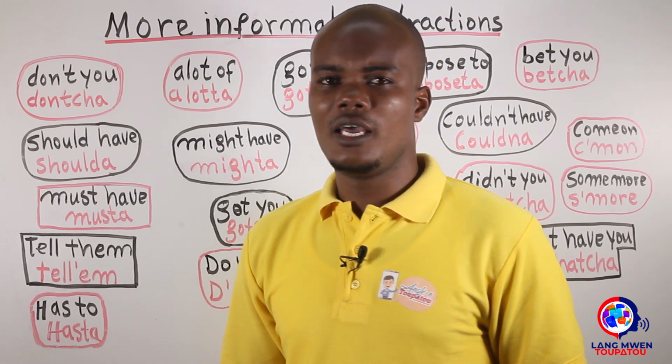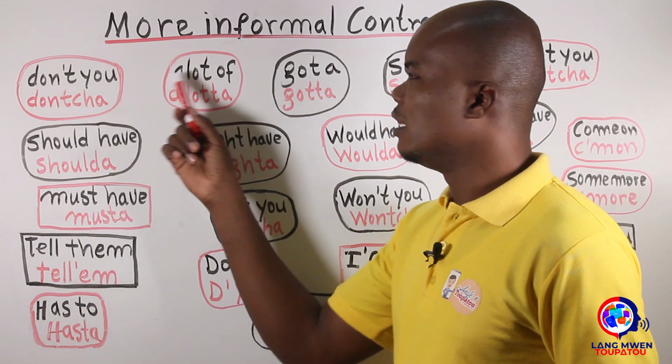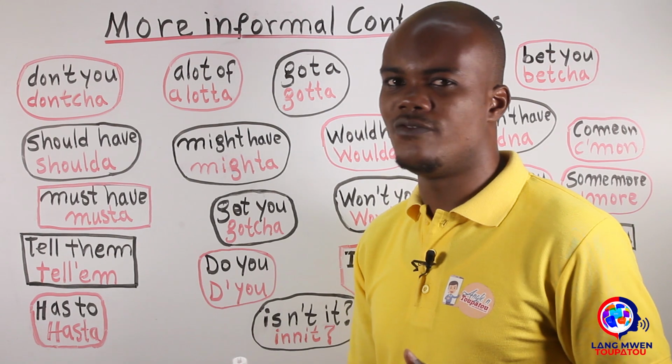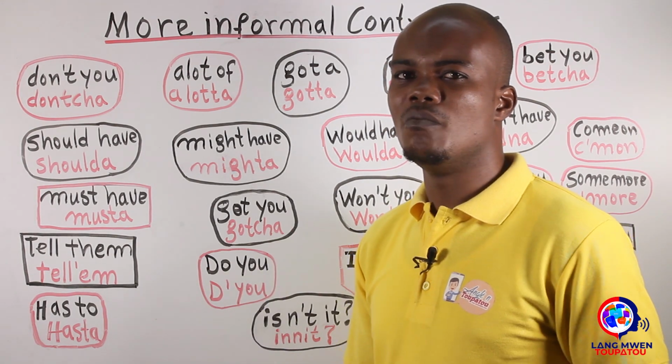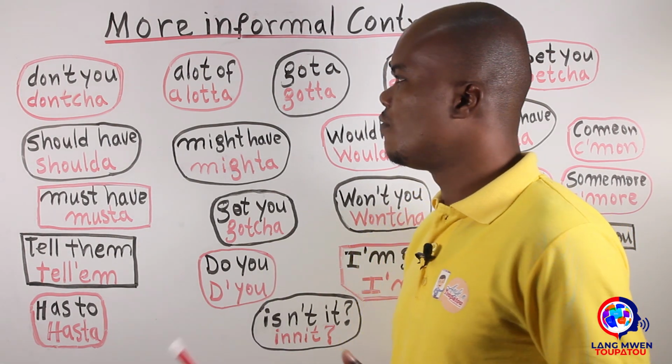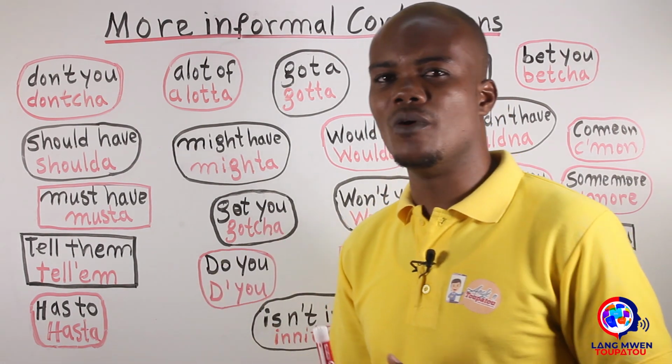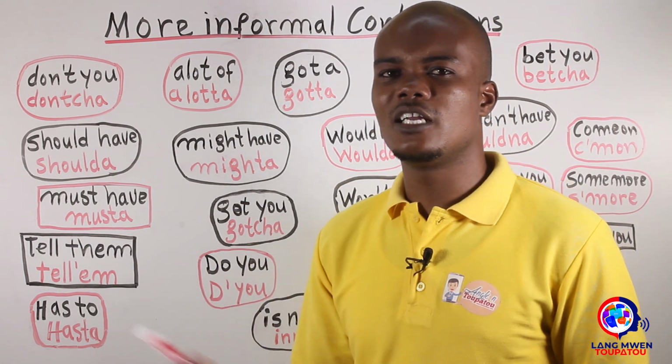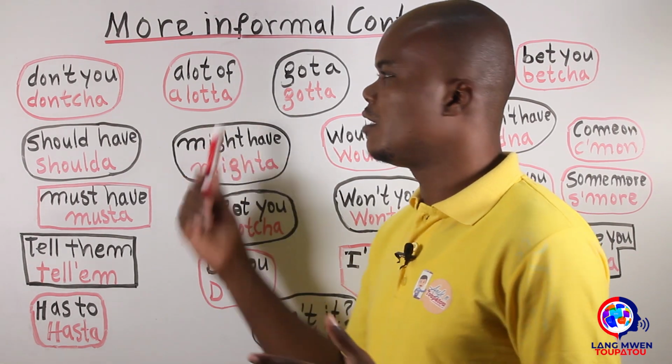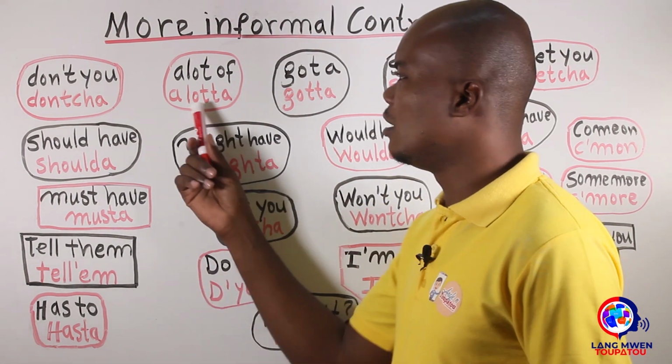Don't ya. And next is "a lot of." "A lot of" is really formal. When you say "a lot of," for example, there are a lot of people in the party. Instead of saying "a lot of," they say "a lotta."